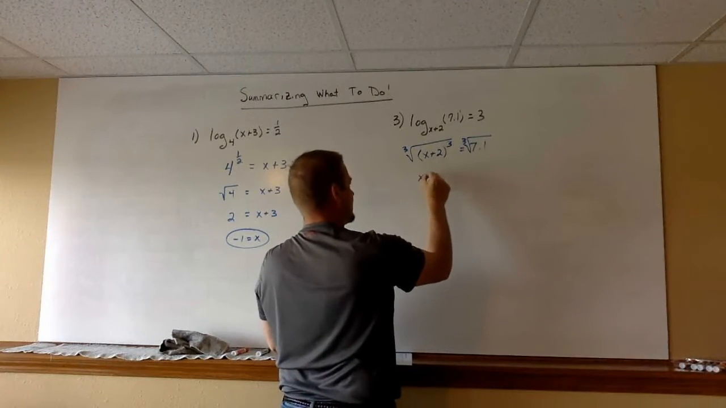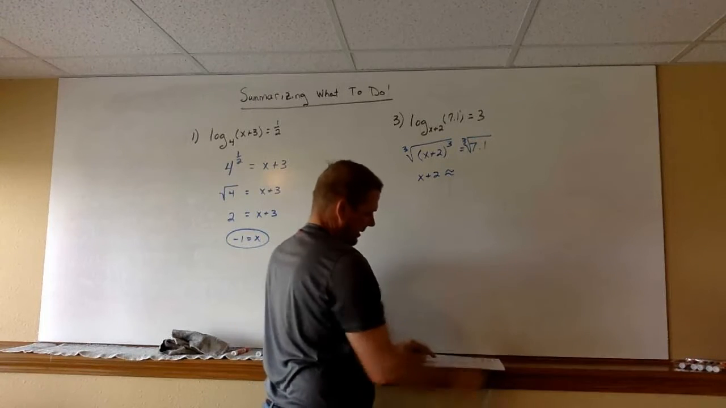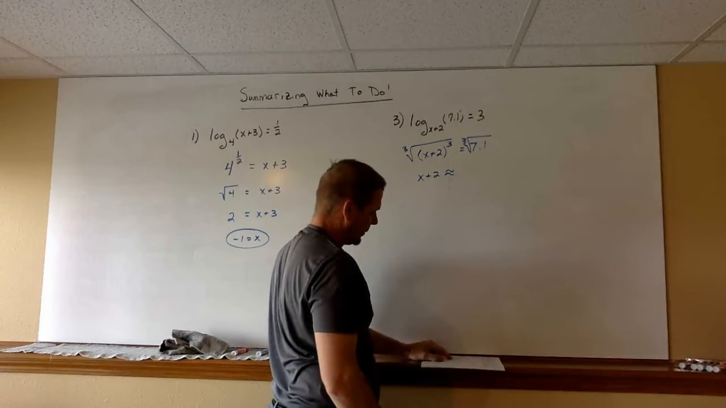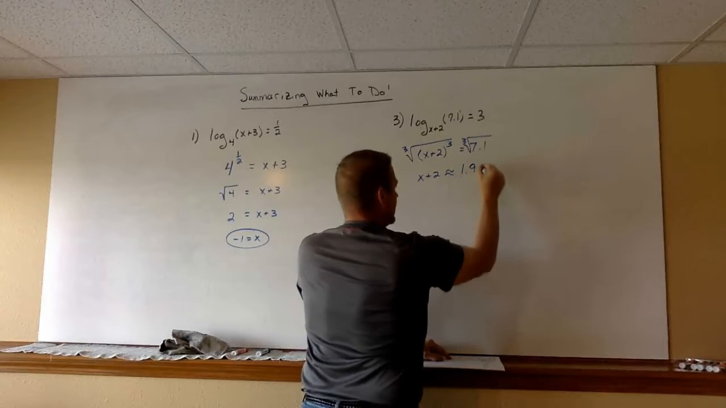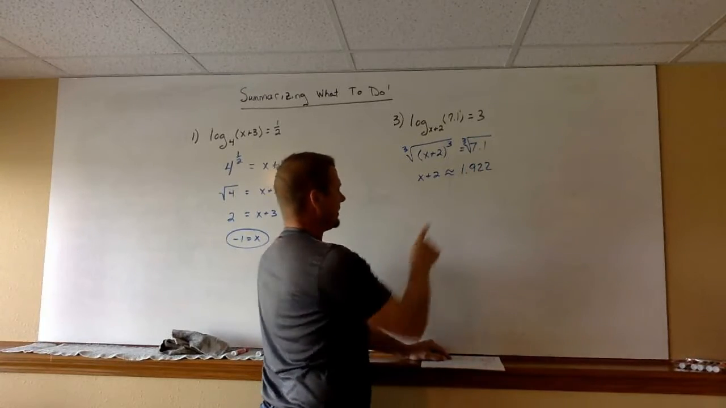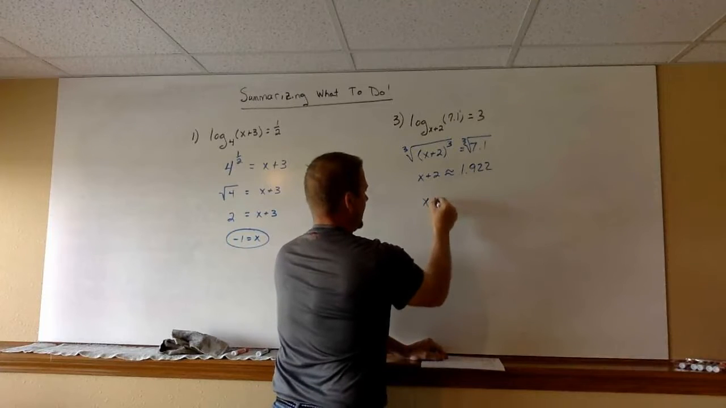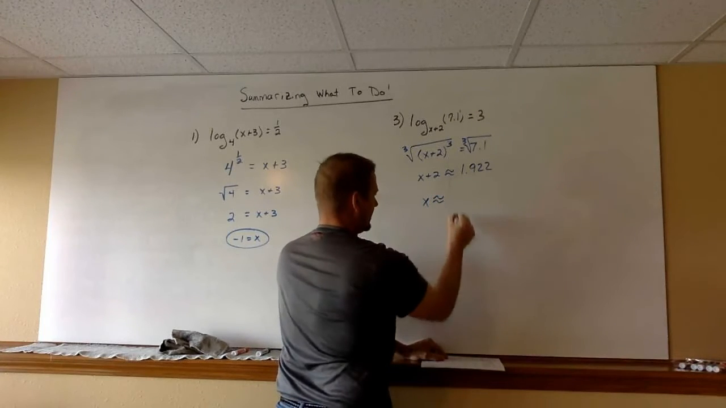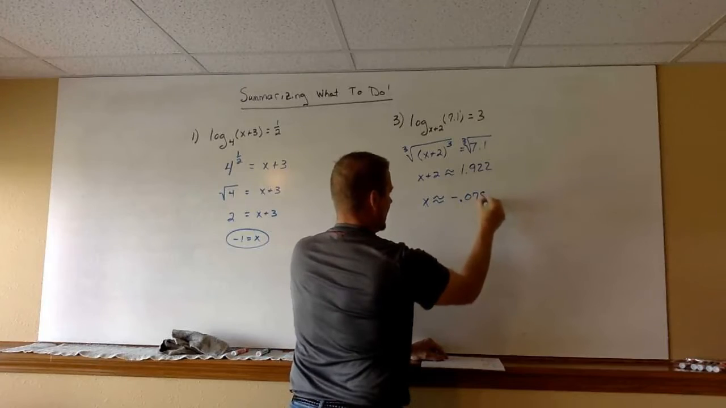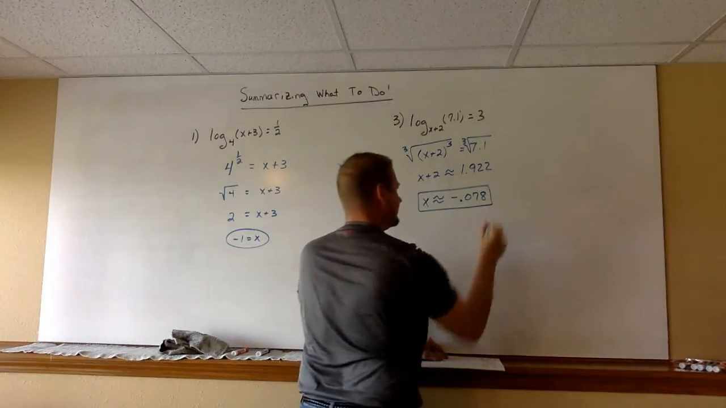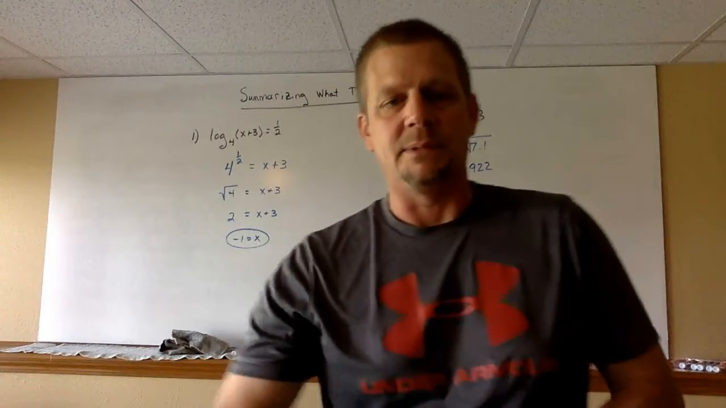So I get x plus 2 is approximately equal to the cubed root of 7.1, which is about 1.922. Now I have to subtract 2 from both sides. So in the end, x is approximately equal to -0.078. Okay, and I'm going to pause this, write my next 2 examples on for you.